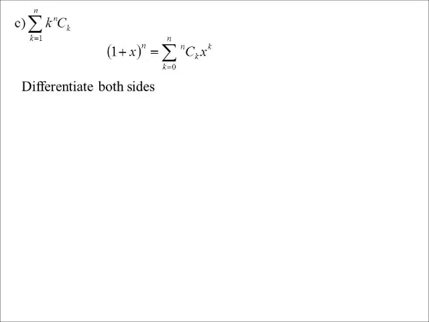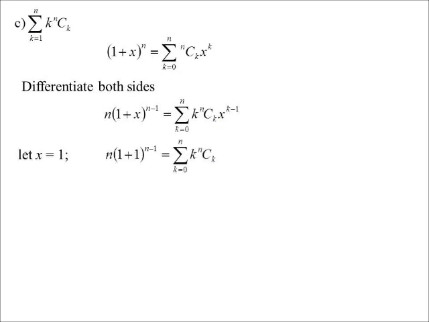Calculus. If I differentiate both sides of this, then the left-hand side will become n times (1 plus x) to the power of n minus 1. But now my general term, k will be out the front and the power will be k minus 1. So now we can do our substitution. x equals 1, that'll make the x go away.